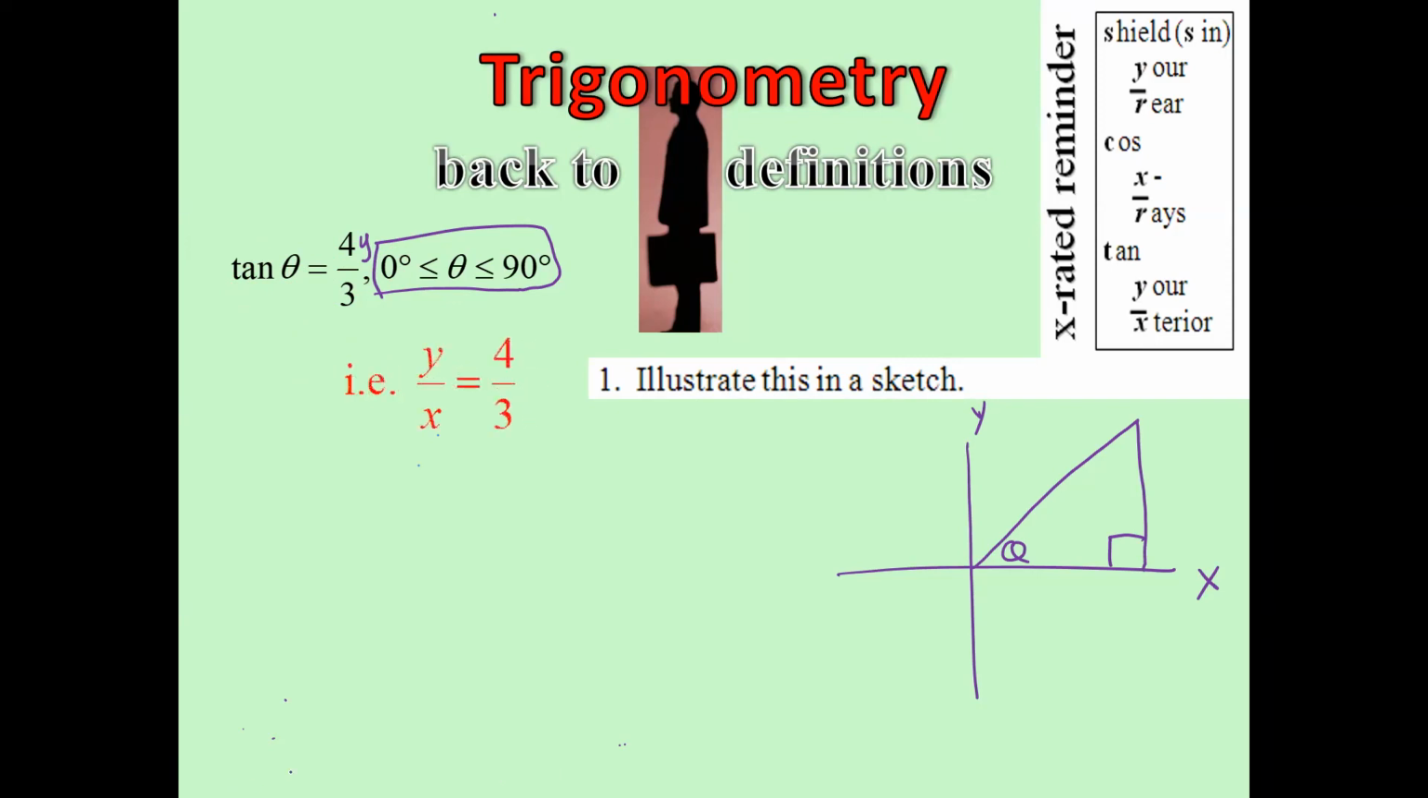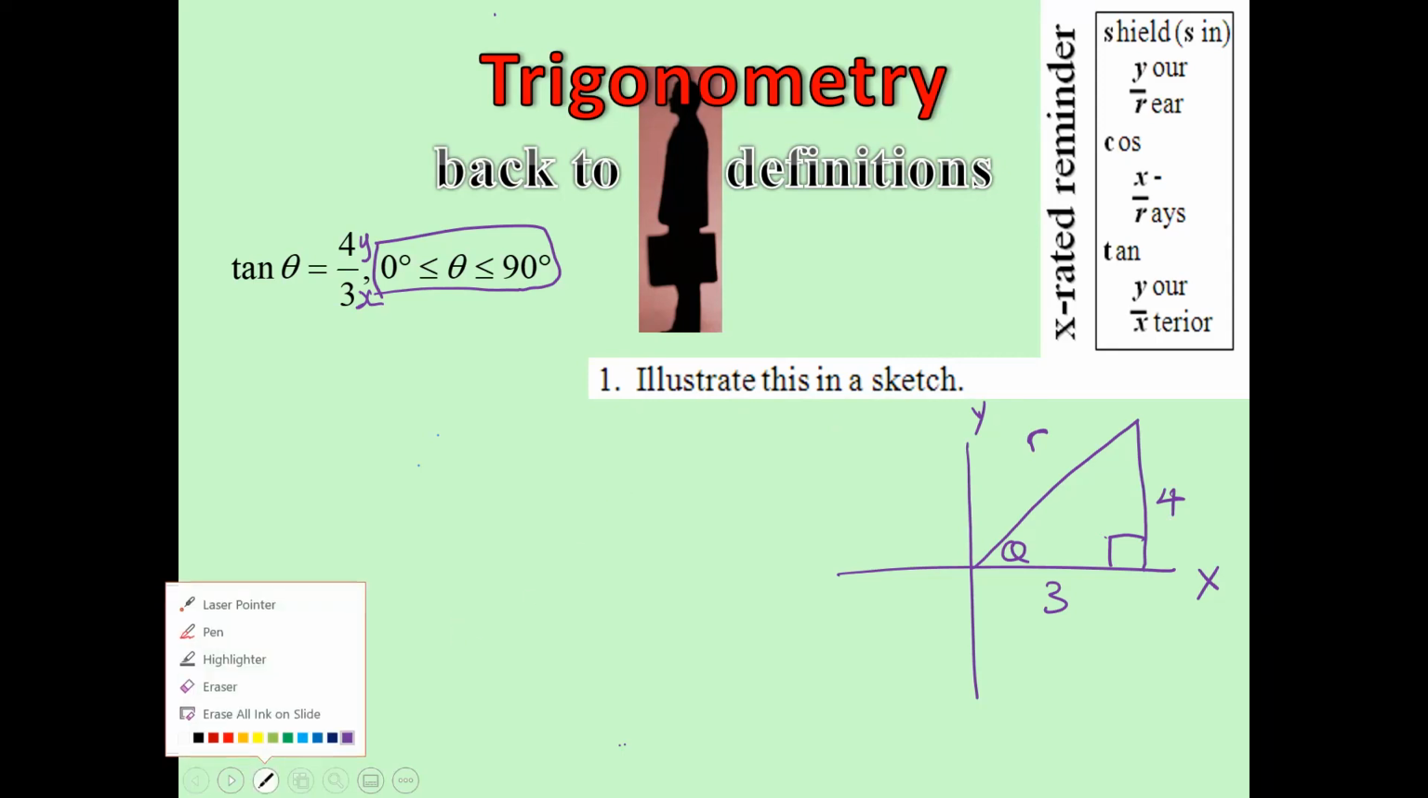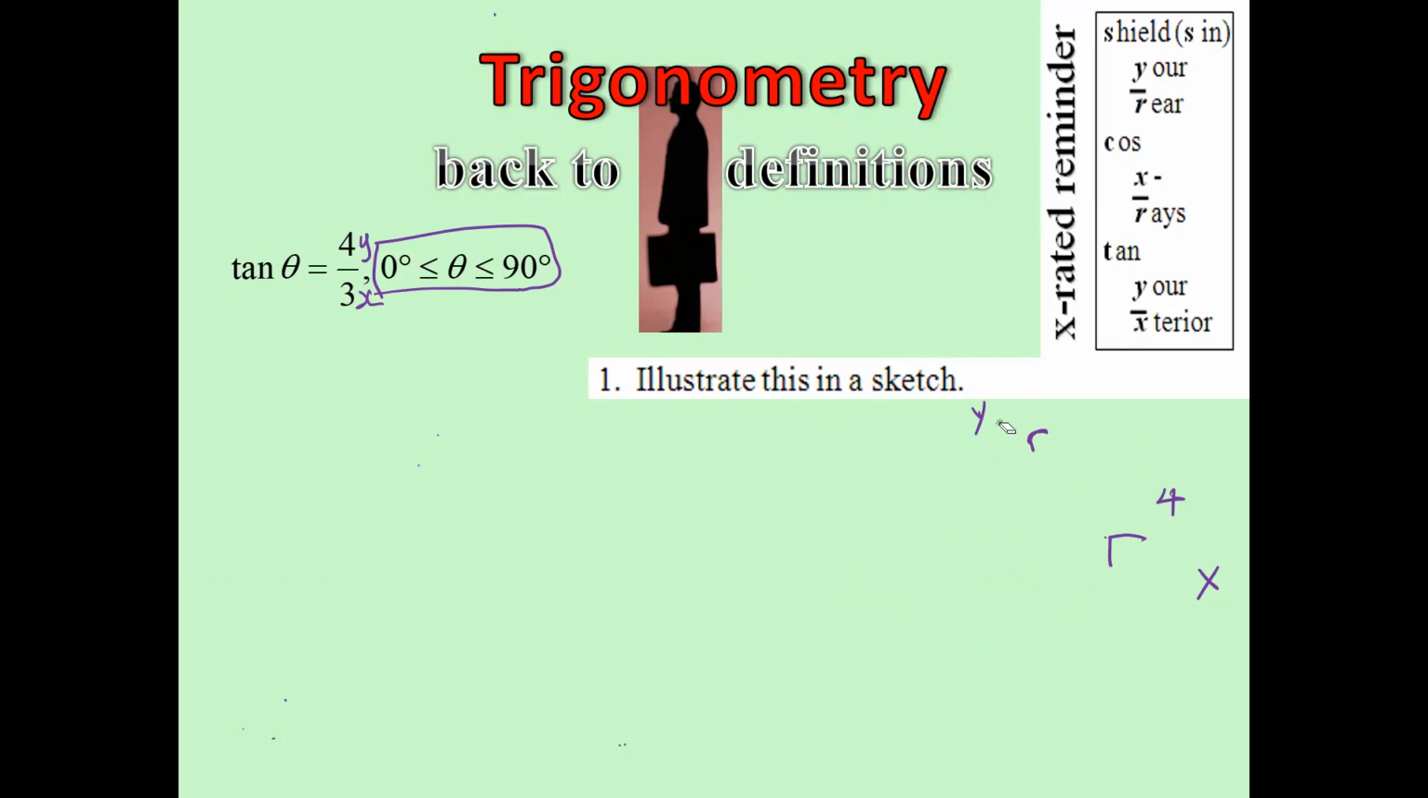So tan by definition is Y over X. So if you go to your diagram, your X value is 3 and your Y value is 4. So using Pythagoras, we can find the radius. Any questions? Okay, I'm going to rub that out. And now go through this with a slide projection because I explained the basics.